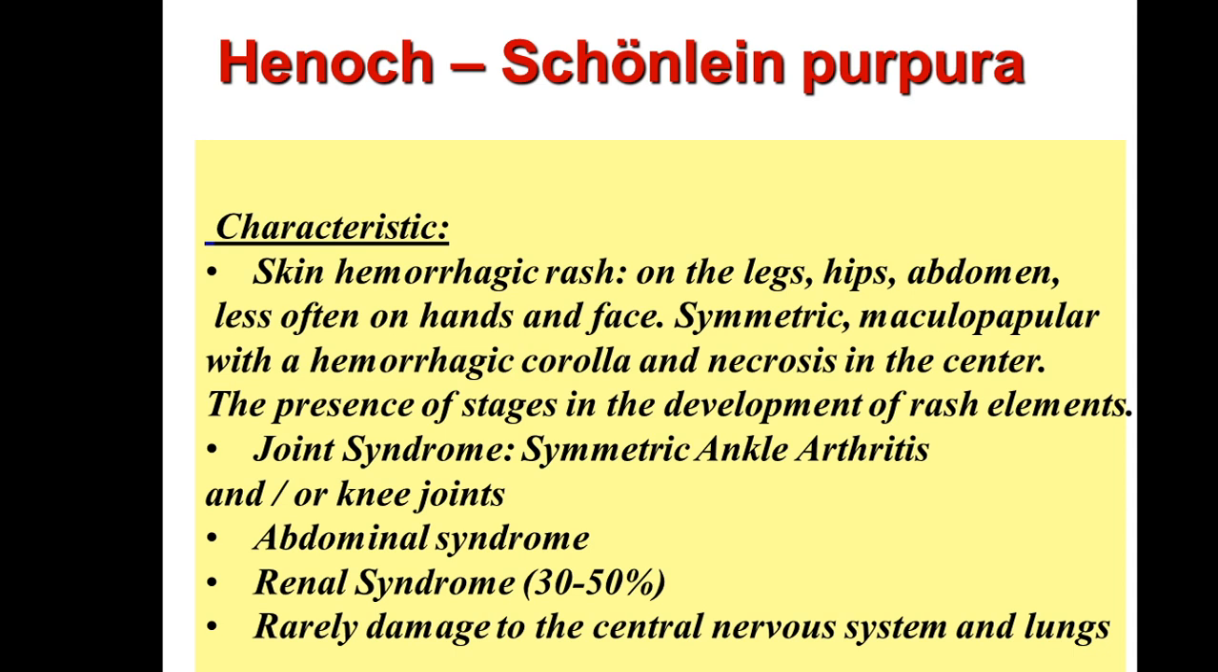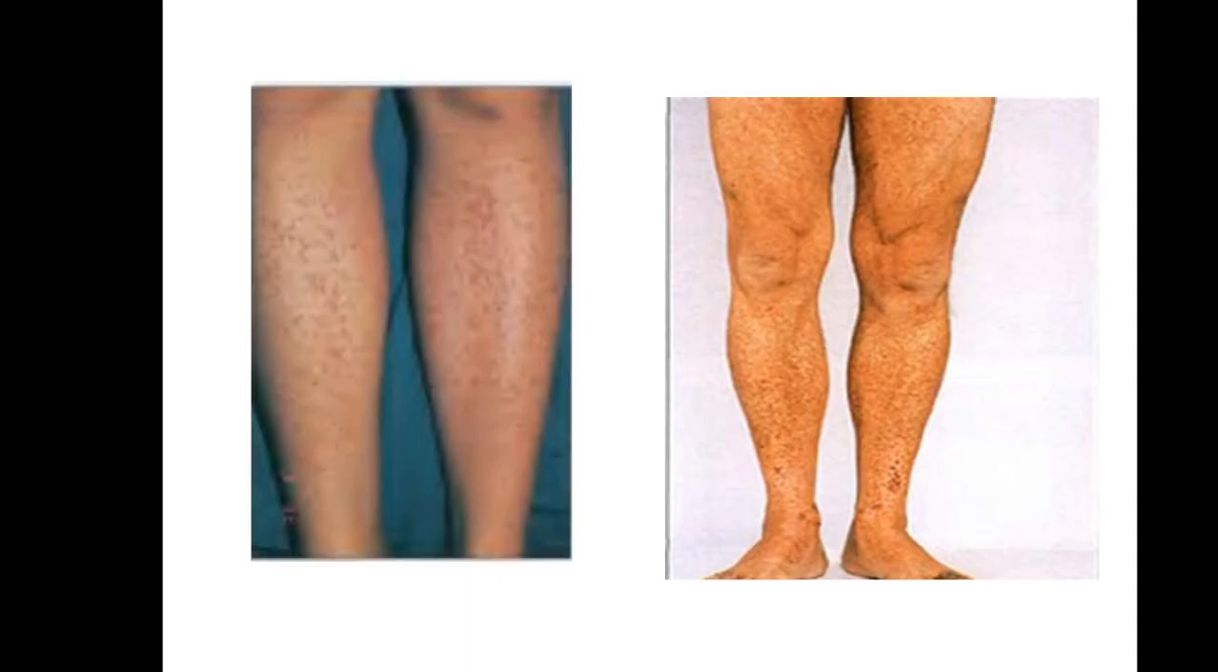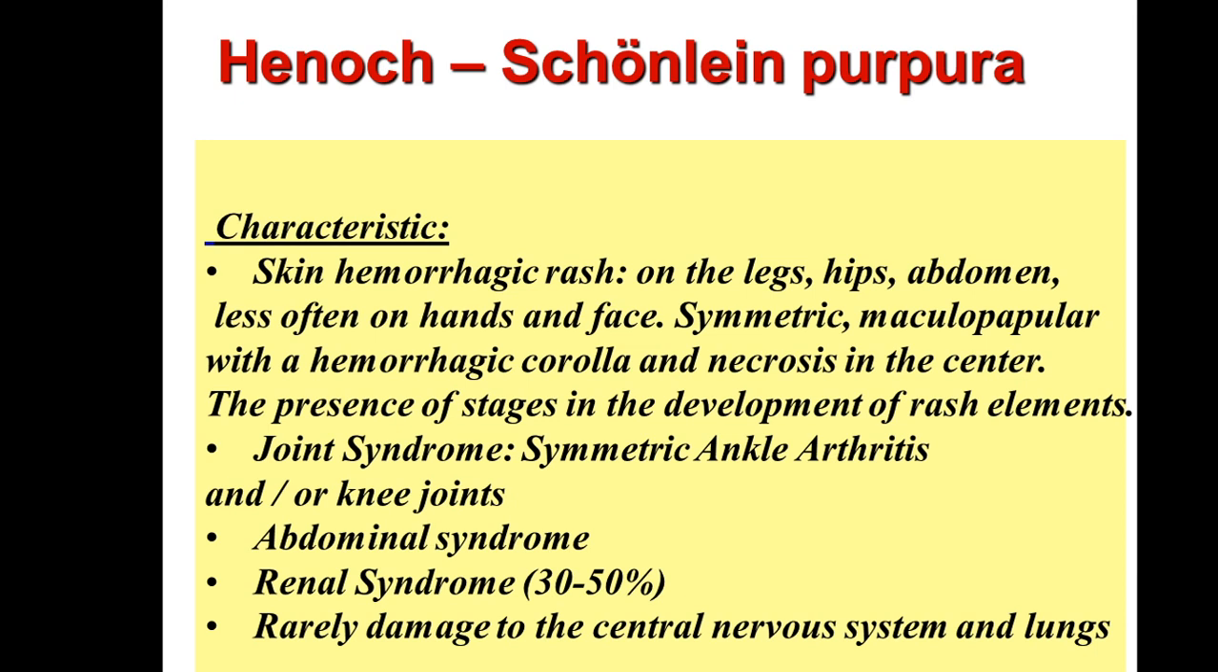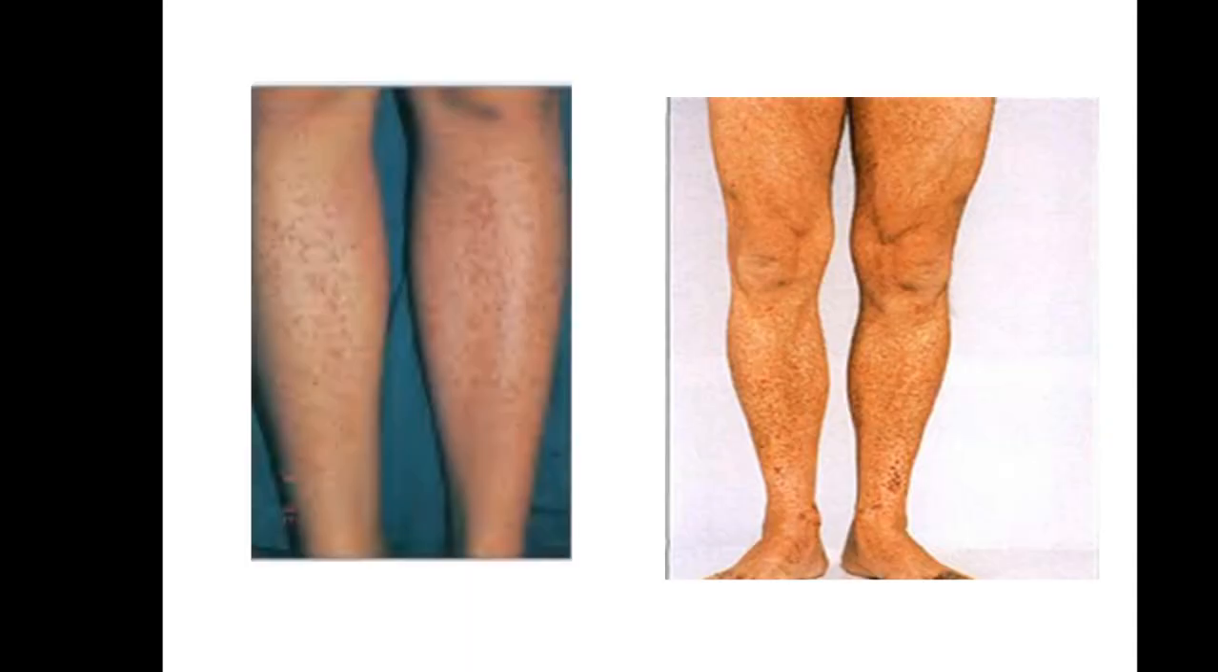Abdominal syndrome is a very severe syndrome, may sometimes develop acute abdomen syndrome, and in half of patients renal syndrome may develop as nephritic syndrome and renal damage, of central nervous system and lungs. In these disorders are formed immune complexes which circulate in blood and can damage the skin, can damage the joints, abdominal, can damage the vessels of GIT system, renal vessels, and rarely can damage other organs.